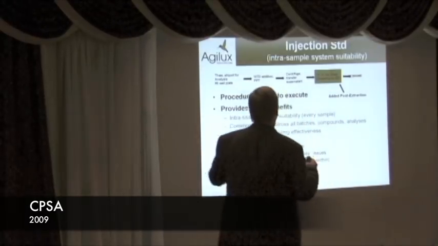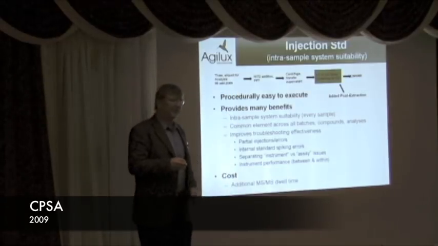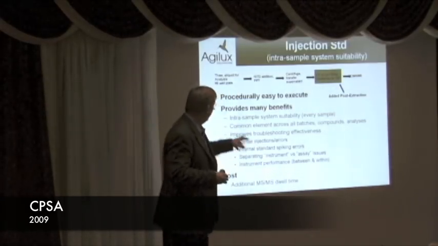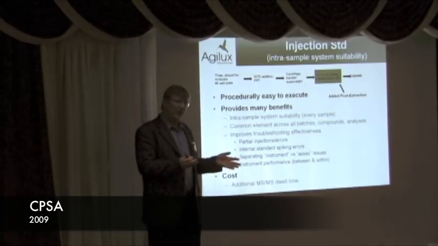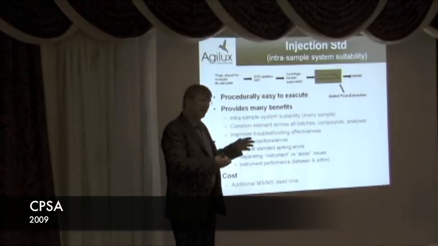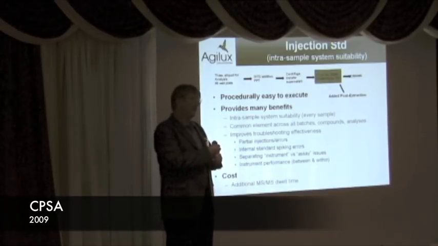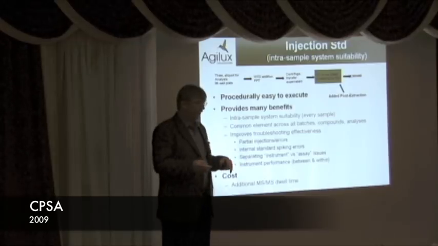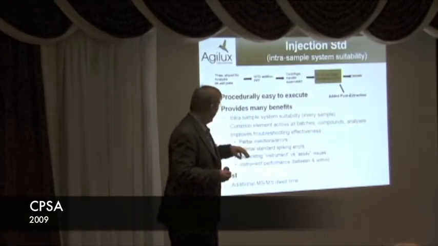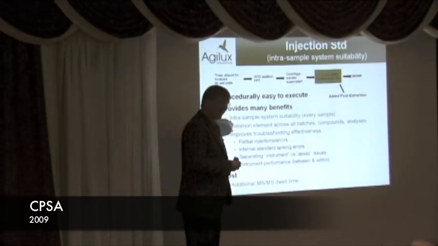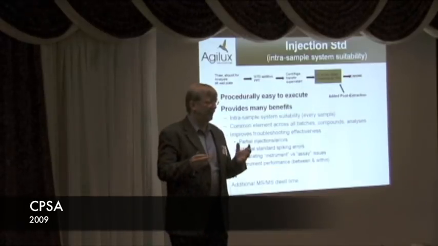So here's just a simple example. We're calling this an injection standard. And simply, in a discovery setting, it's a straightforward protein precip. And what we do, a little bit different, is after we take off the supernatant, we add water to that contains another standard. That standard is in every assay we do. We call it an injection standard. In essence, it is an intra-sample system suitability. And it gives you all kinds of benefits.